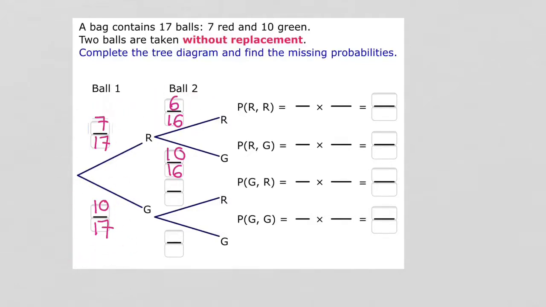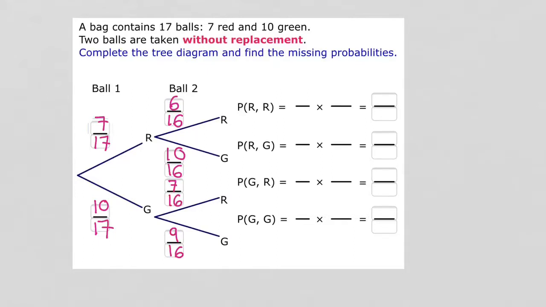That adds up to 1, as it should do. It's either red or green. There's not another option. Here, it's either red or green. Again, there's not another option. Now, let's look at this route here. Imagine you chose green first time. Well, if you chose green first time, you've only got 9 of them left now out of 16. But because you chose green, you've still got the original 7 red balls, but there are now only 16 to choose from.